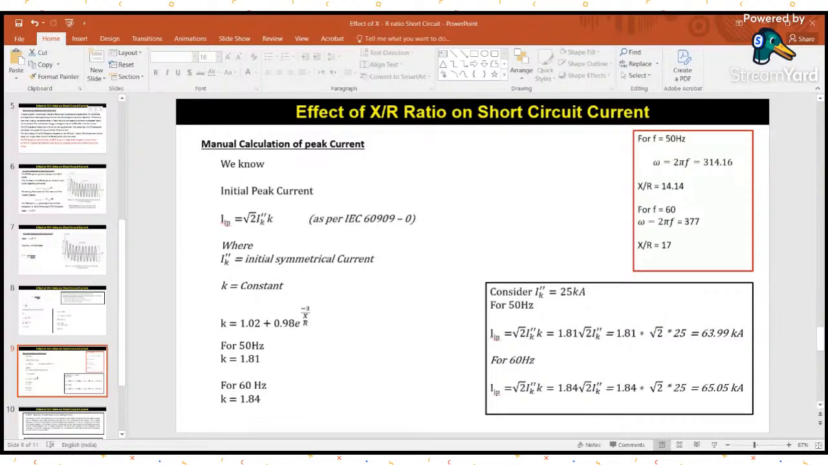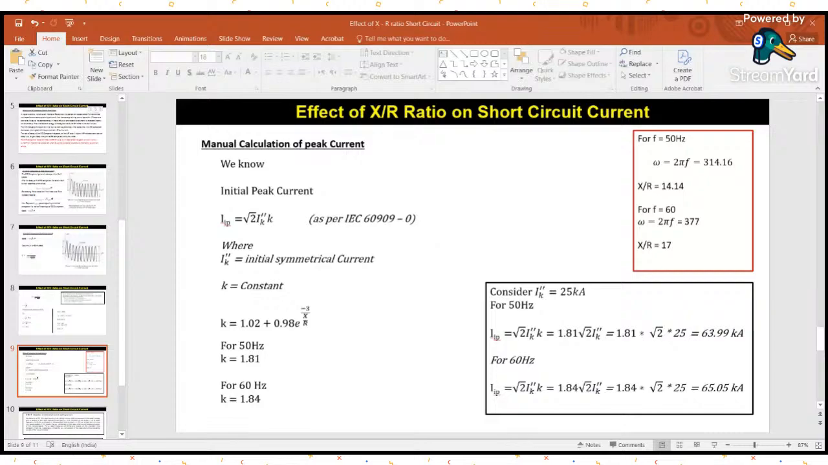For 50 hertz, you can put the X by R ratio value 14.14, and you will get K equal to 1.81. Similarly, for 60 hertz you will get K equal to 1.84. For 60 hertz, you have to put the X by R ratio 17 in this equation.